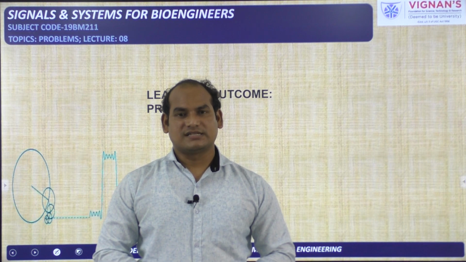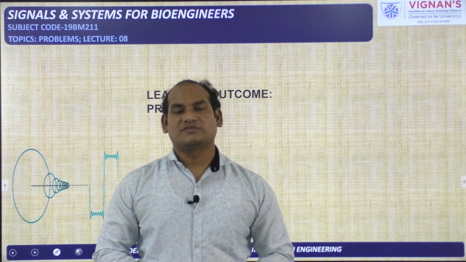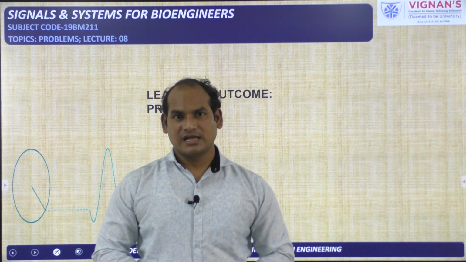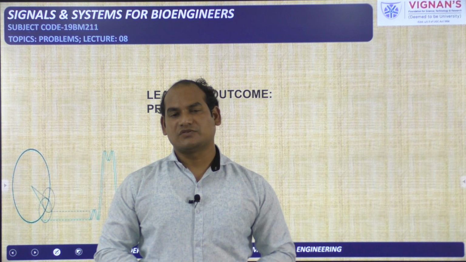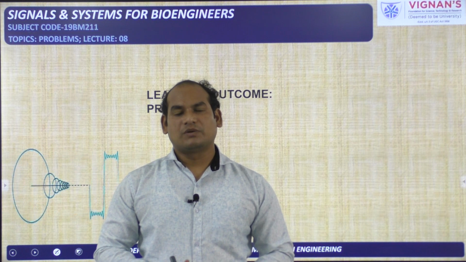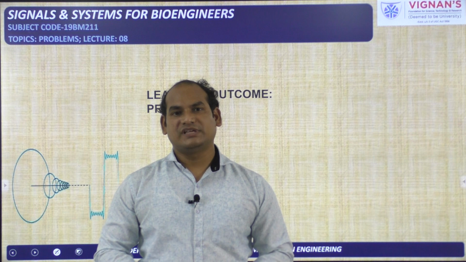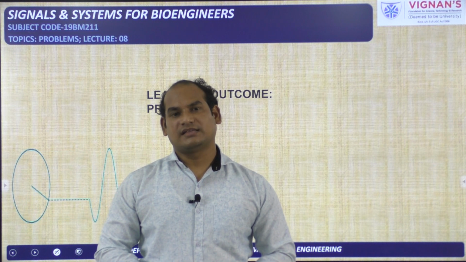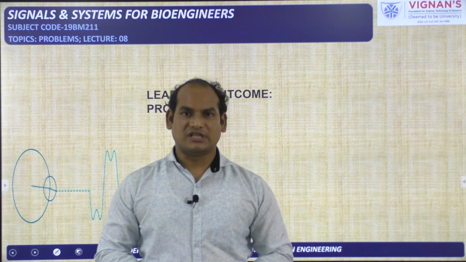Welcome again to the lecture series on signals and systems. In the previous class we have seen some properties of the unit impulse signal, that is del of at, which is equal to 1 by modulus of a, del of t, and f of t into del of t minus a, that is equal to f of a into del of t minus a.